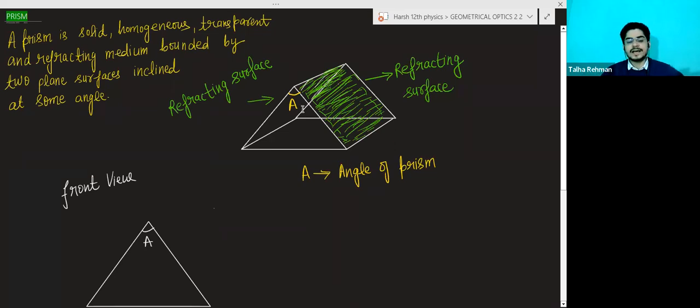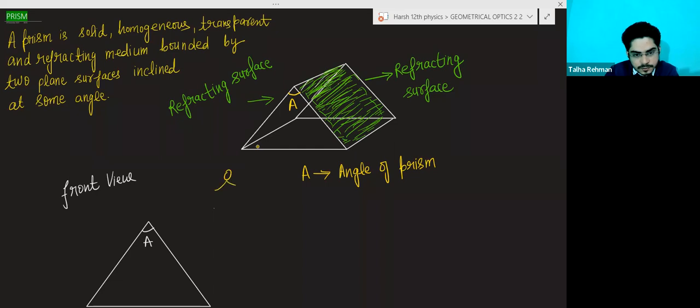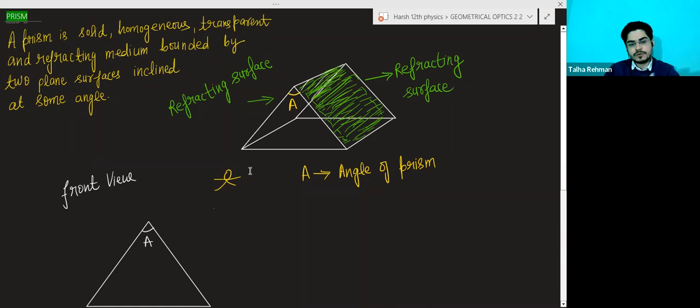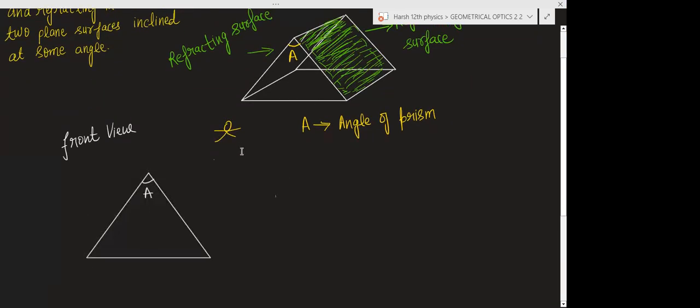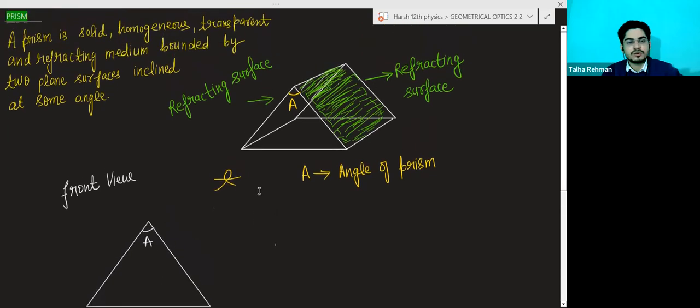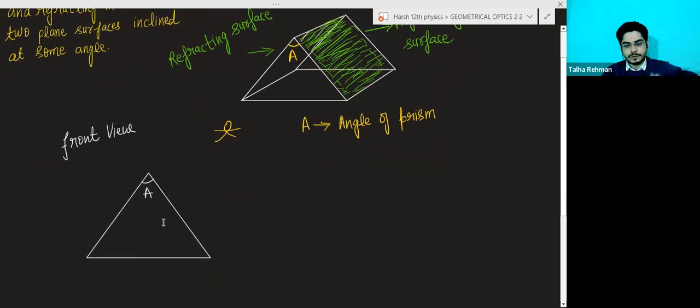A is known as the angle of prism, and when you see this prism from the front side, it will look like a triangle. Suppose you are standing here and observing this prism from the front. This prism will look like a triangle. So this is a refracting surface, this is also a refracting surface, and this is the angle of the prism. This is the front view of the prism.